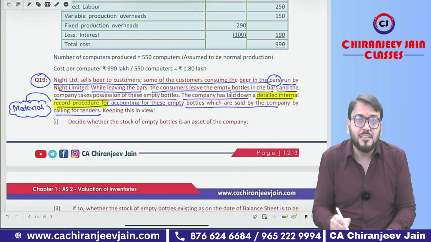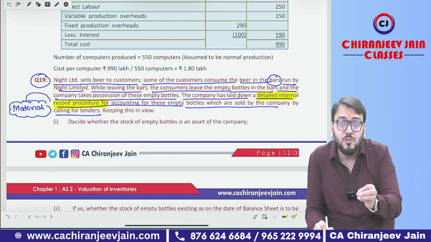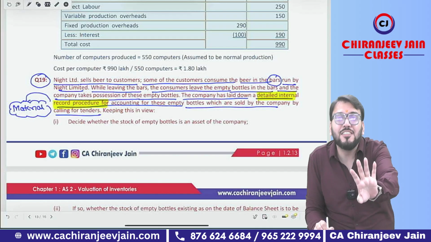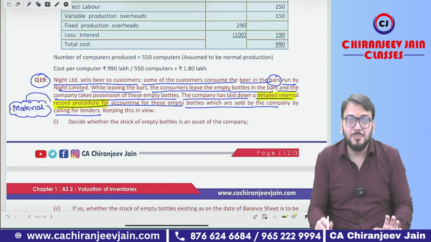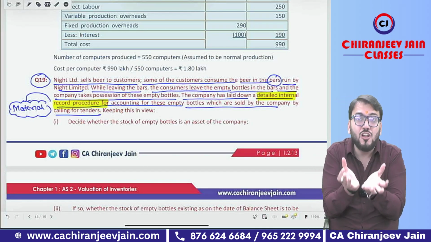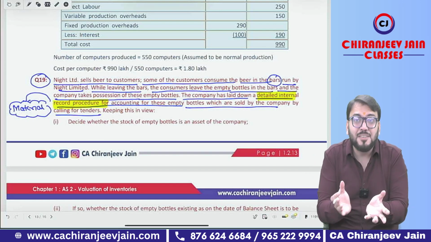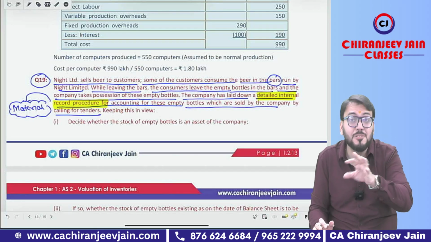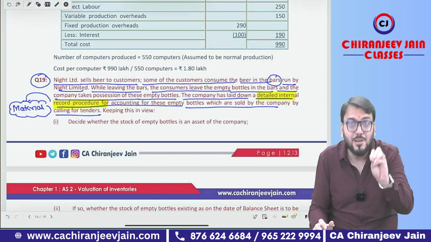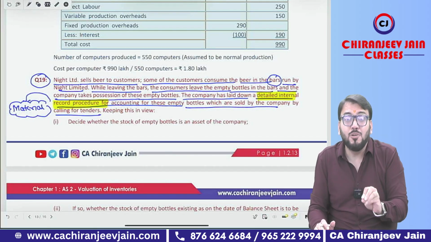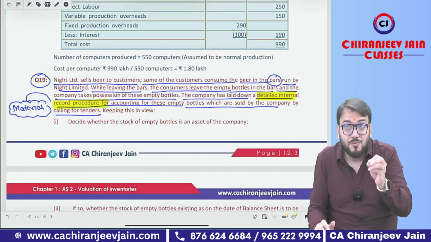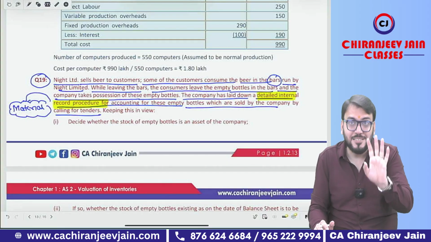Material means any information which is useful for the user of financial statements. That becomes material. It means the value of this empty bottle is not insignificant, it is significant. Correct? We can't ignore it, so accounting needs to be done. For accounting, we need to understand which accounting standard will be applied.